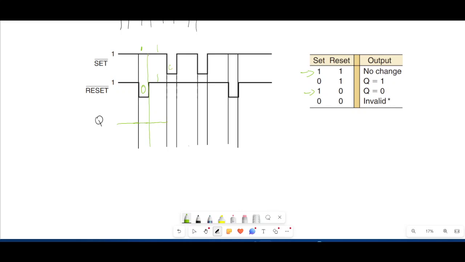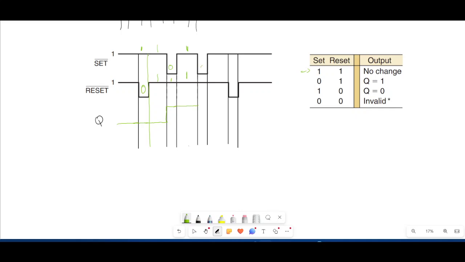Next, we have S as 0 and R as 1. You can see that on this line. That means Q will be 1. You're going to toggle it up to 1. Now S is 1, R is 1. There'll be no change according to the table, no change. So we're still going to continue to reach here.